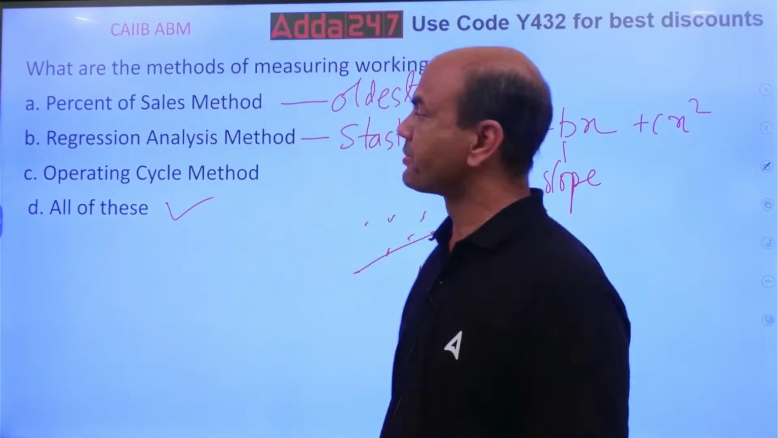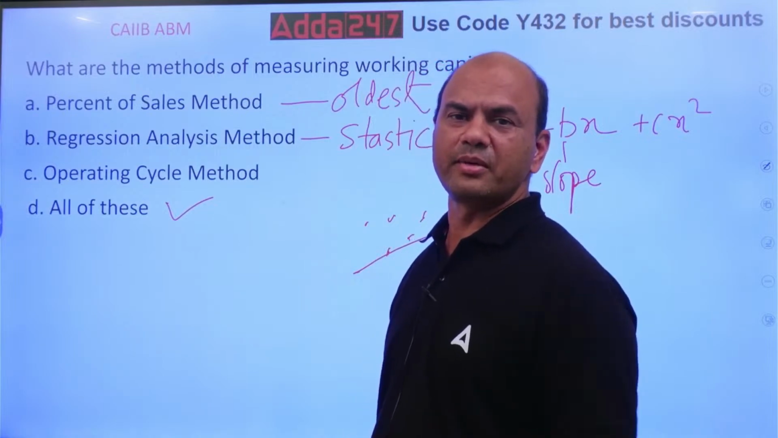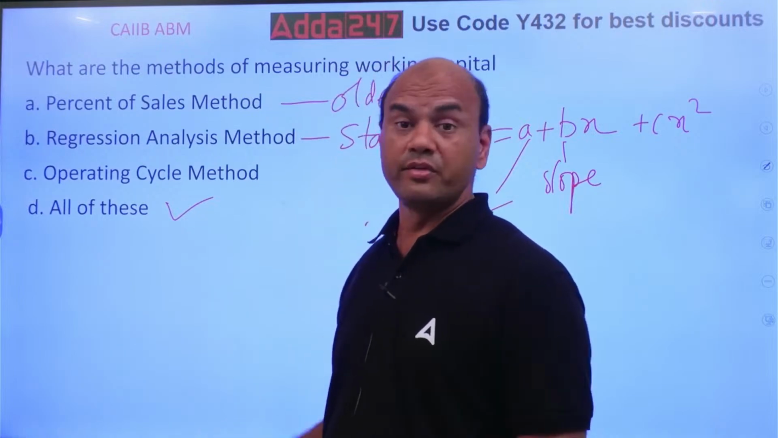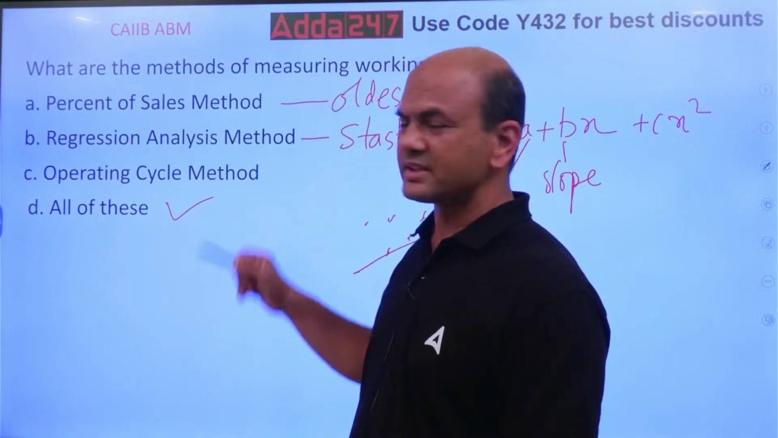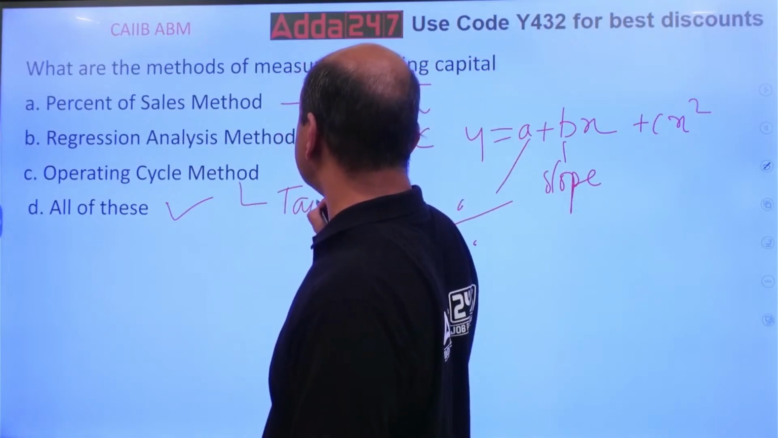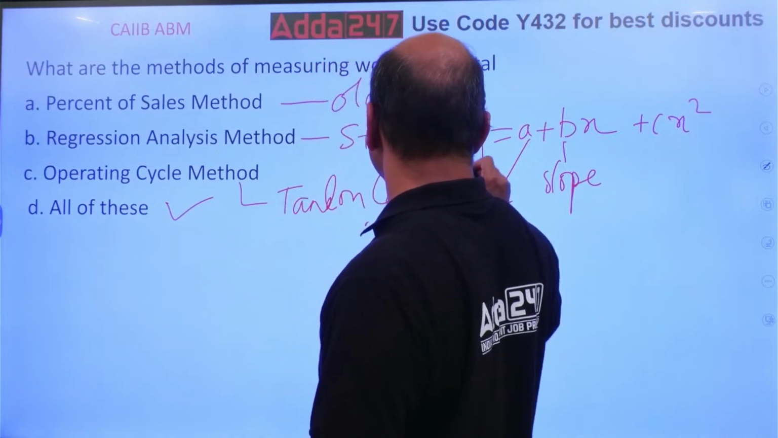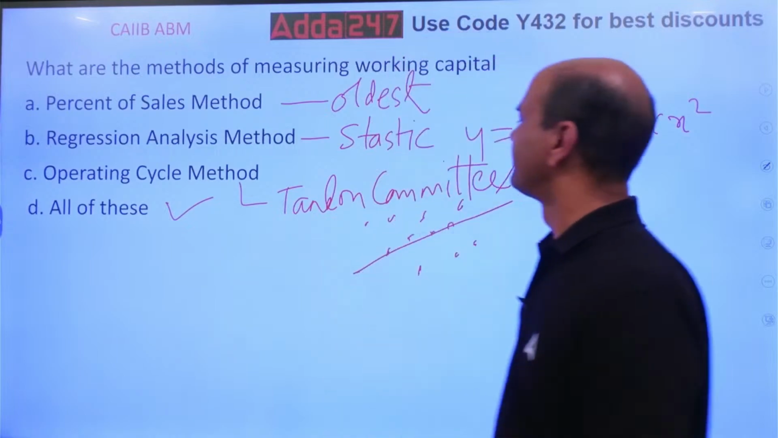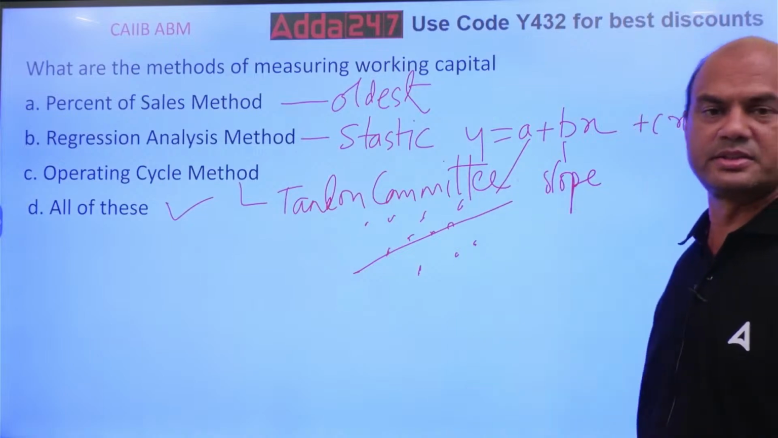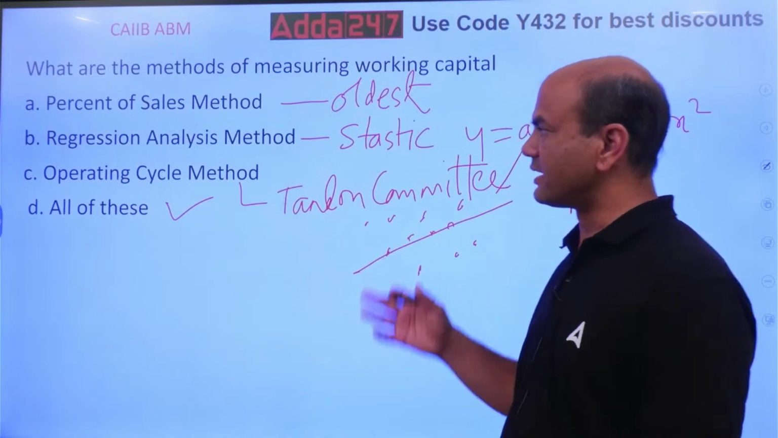Third one is operating cycle. Just now, what did we do? Net working capital, gross working capital. We are having one numerical also on this. I'll solve that numerical also. Very important one. Operating cycle means Tandon. See here, basically Tandon committee. Tandon committee is based on this. So all the three are the methods: percent of sales, regression, and the Tandon operating cycle.